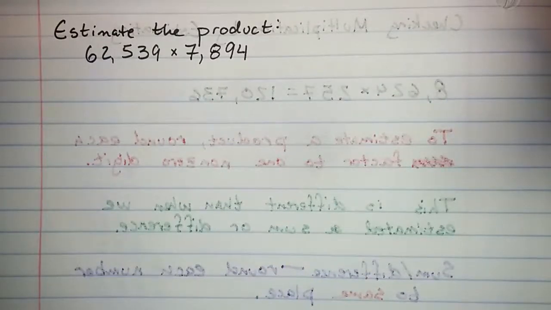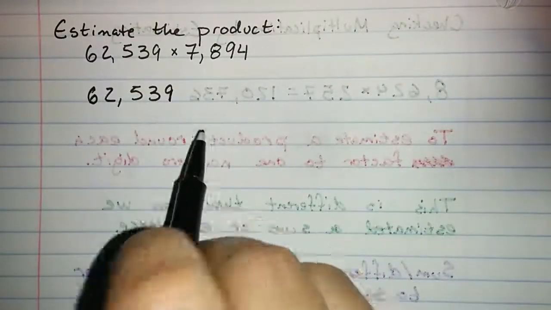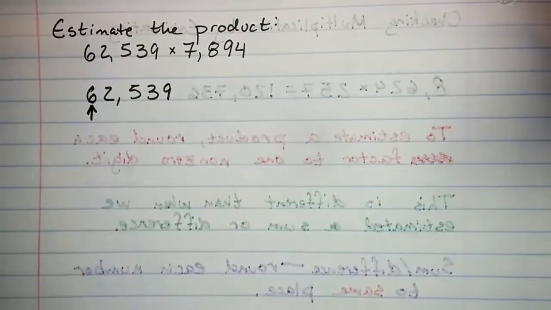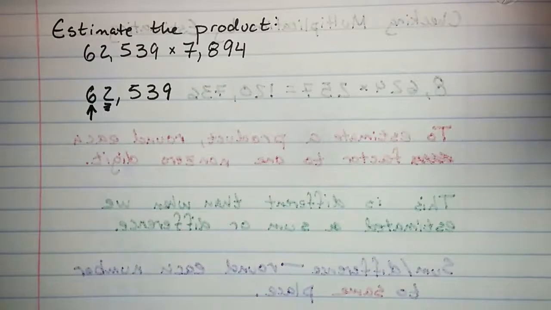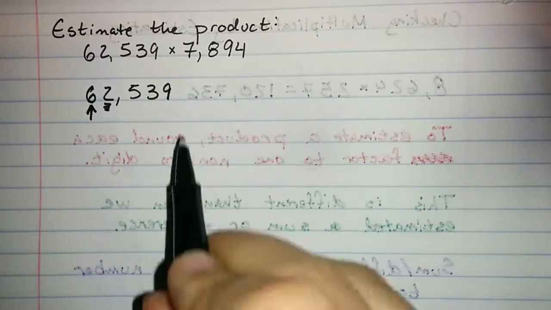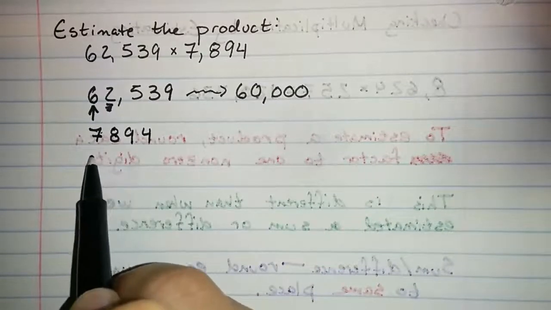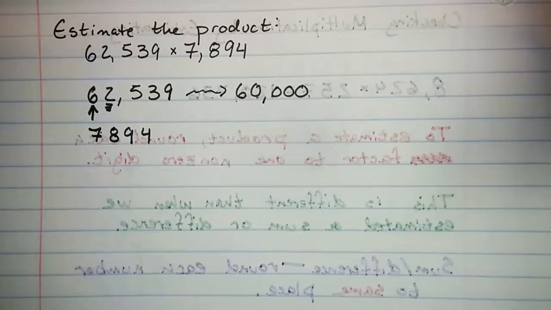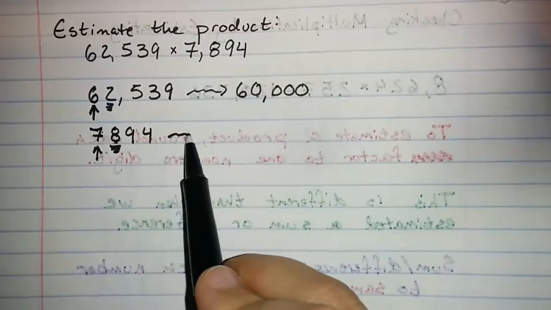Okay, so we're going to round each number to have one non-zero digit. 62,539, we want to round to this leftmost place. This number is between 60,000 and 70,000. The 2 here tells us it's closer to which? Right, 60,000. 7,894. We want to round this also to have one non-zero digit. This number is between 7,000 and 8,000. The 8 here tells us that this is closer to 8,000.